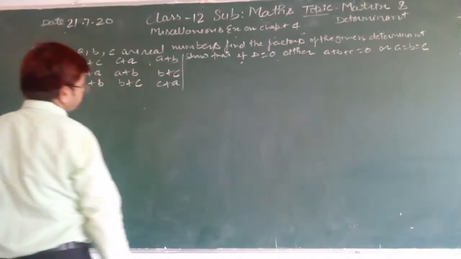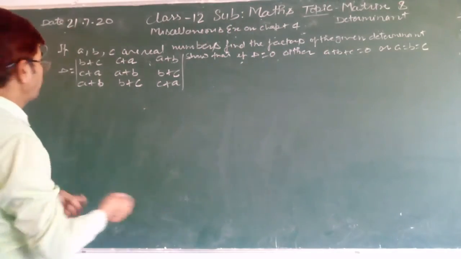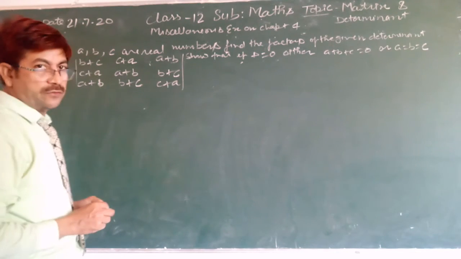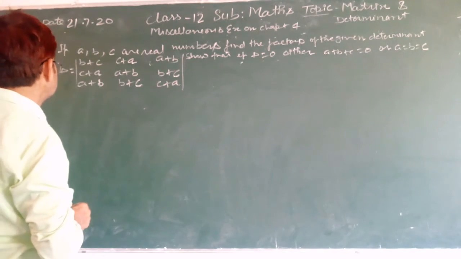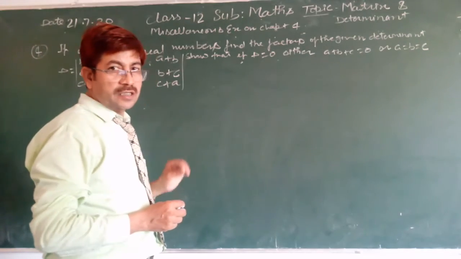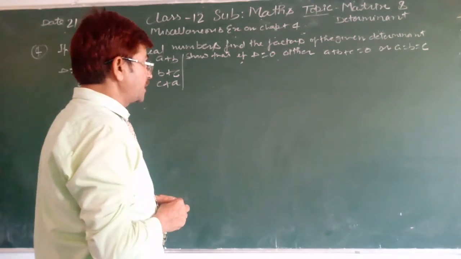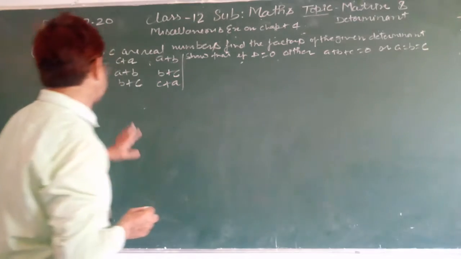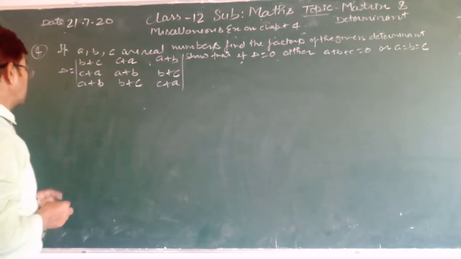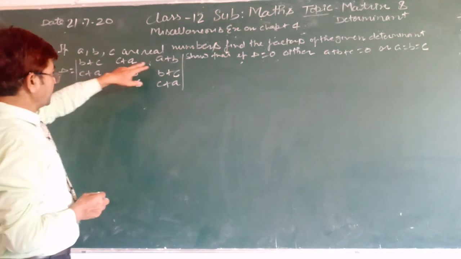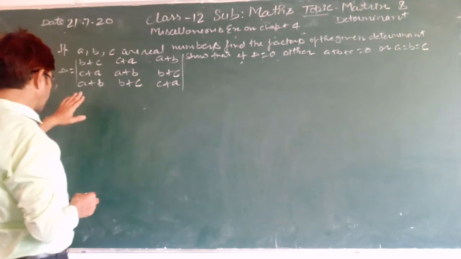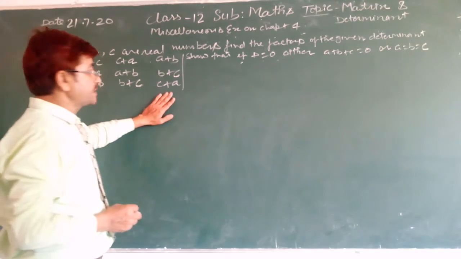Now, students, we shall solve question number 4 from the miscellaneous exercise on chapter 4. In this problem, A, B, C are three real numbers. Then you have to find the factors of the determinant whose elements row-wise are B plus C, A plus B, C plus A plus B, B plus C, A plus B, B plus C, and C plus A.